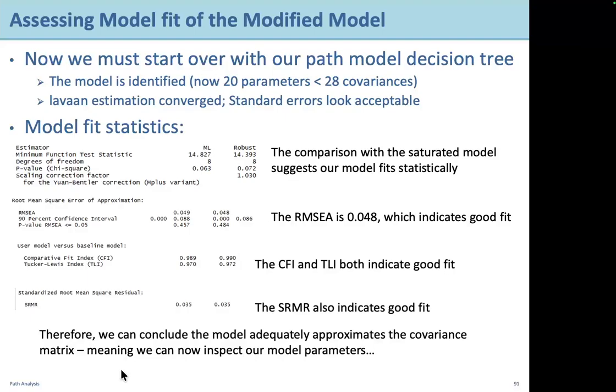So when you see a high p-value there, that means what? Significantly different than the saturated model. That's right. Our model here fits as well as the saturated model. We want this p-value to be large.